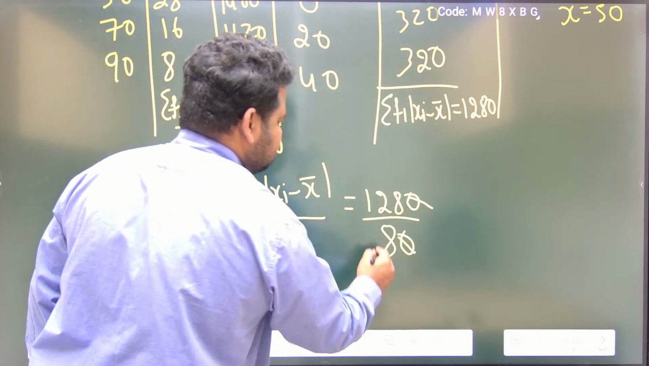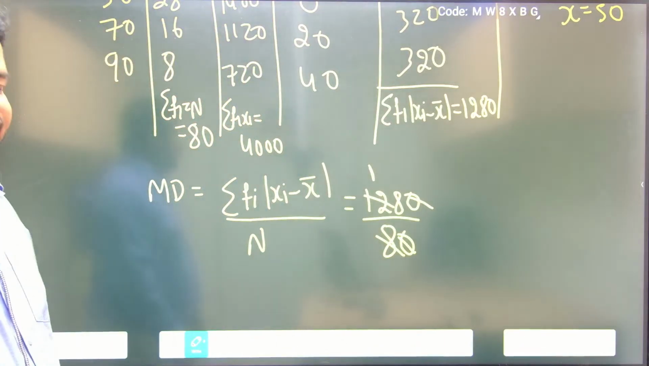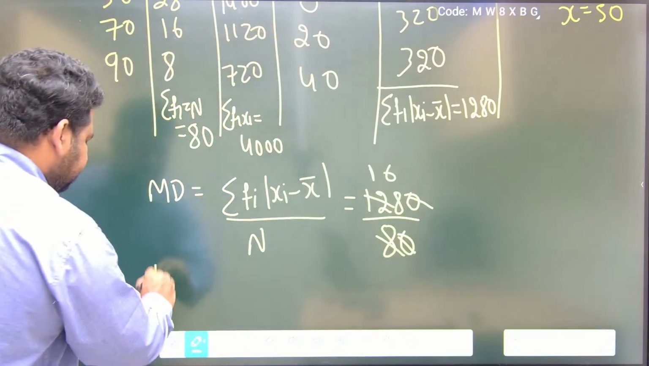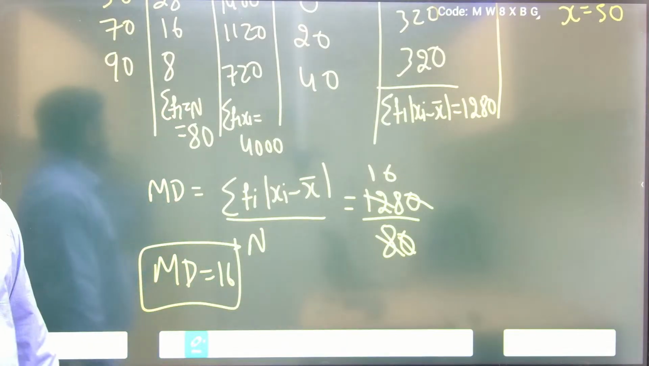0 0 cancels. 8 ones are 8. What is left? 4 is left, 8 6s are 48. So what mean deviation will we get, friends? Mean deviation we will get equal to 16. This is the right answer to this question.